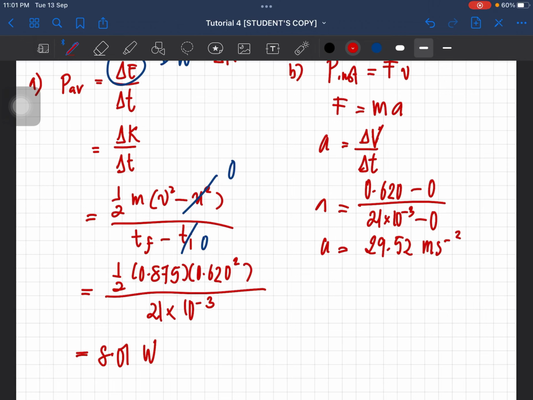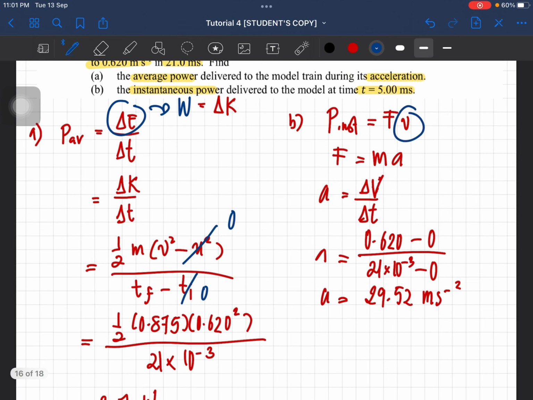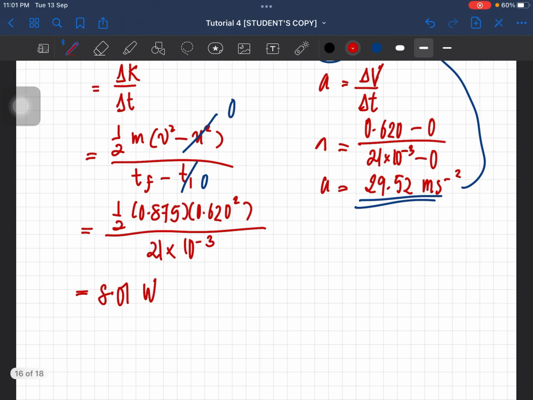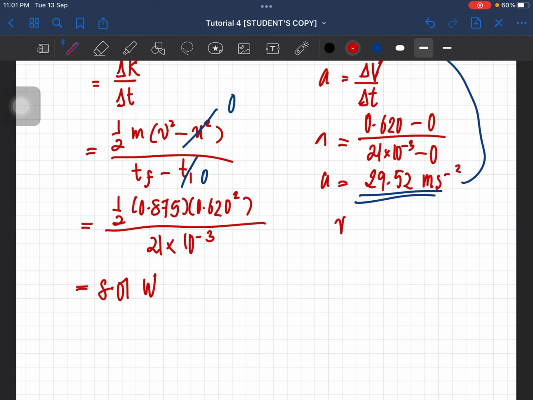Okay, so after dapat acceleration, kita perlu cari nilai V. Okay, kenapa kita perlu cari nilai V? Sebab sekarang ni kita perlu cari V juga di sini. Okay, and F. So dapat nilai acceleration, we can find the value of force. Tapi sekarang ni kita perlu nilai V pula. So kita bolehlah apply our chapter 2, which is V equal to U plus AT.